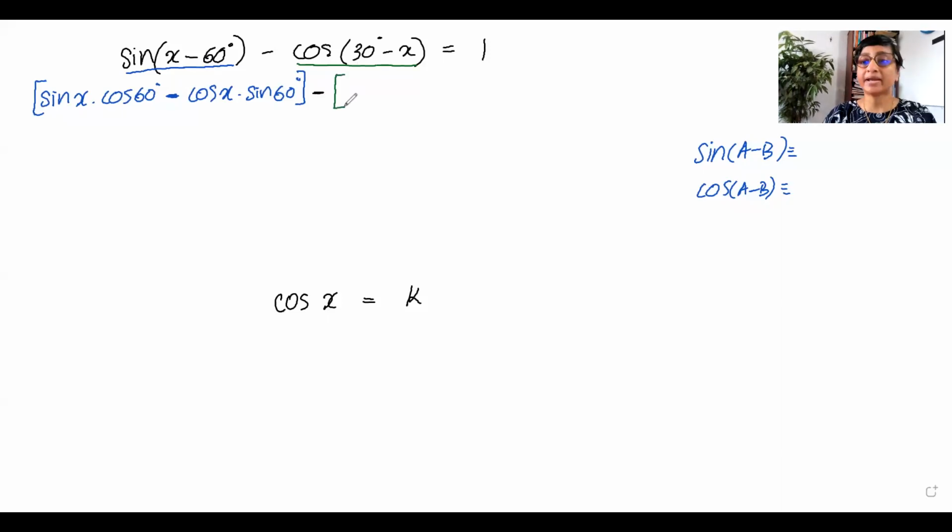Okay, cos a minus b is cos cos, sine sine. So cos 30 cos x. What about the sine? If it is minus there, it becomes plus, yeah.